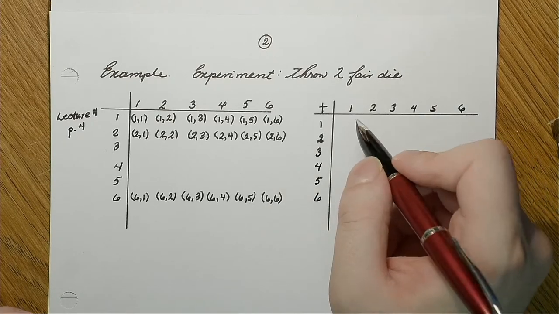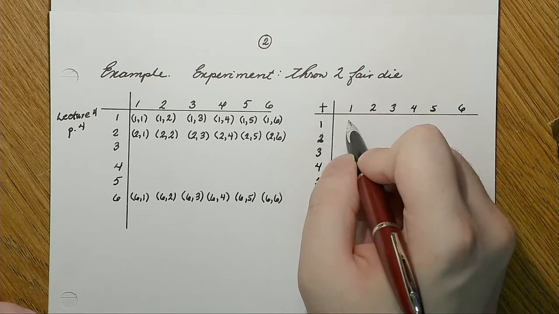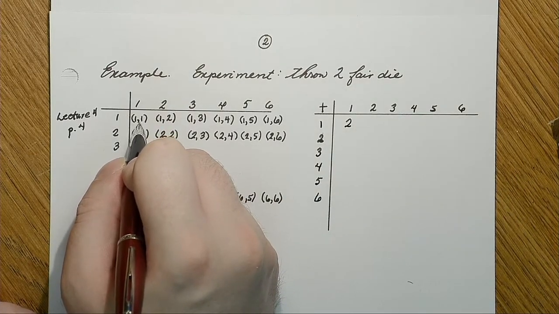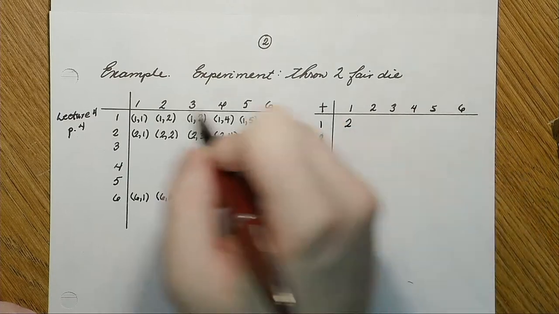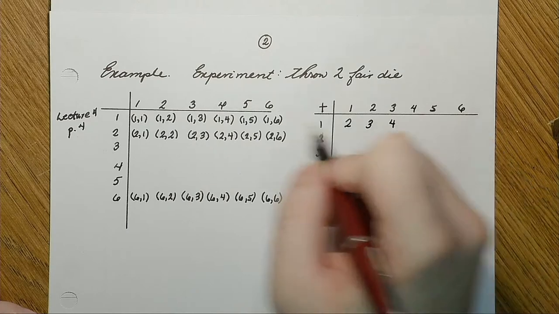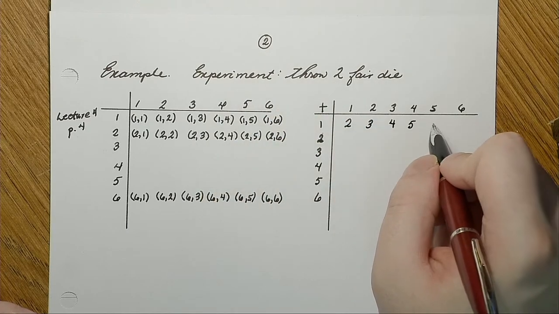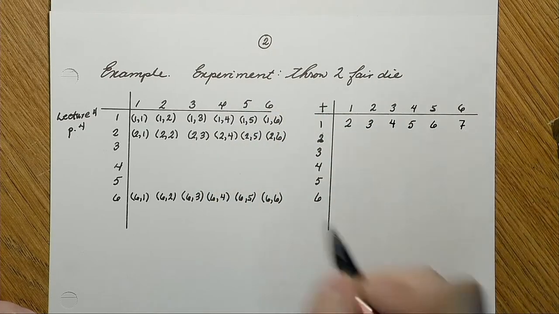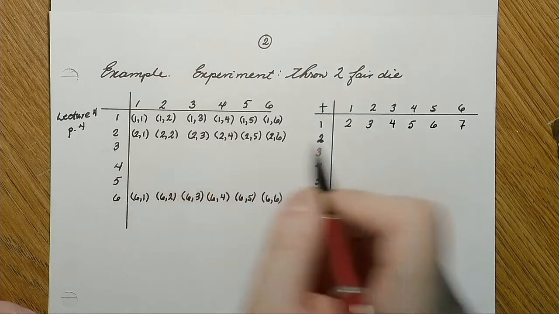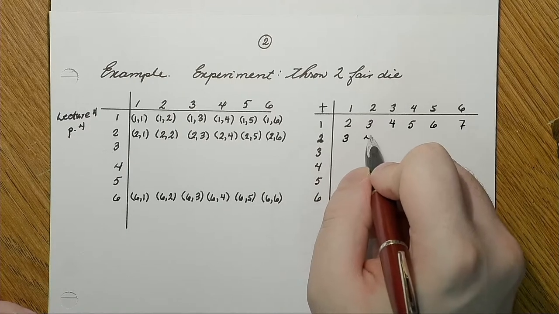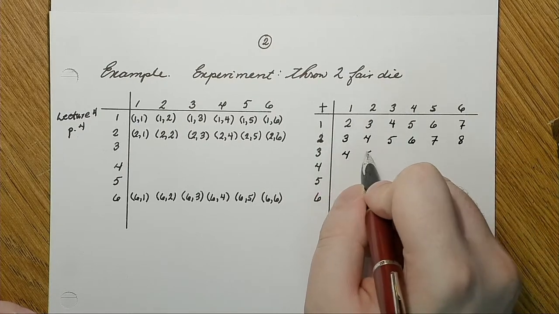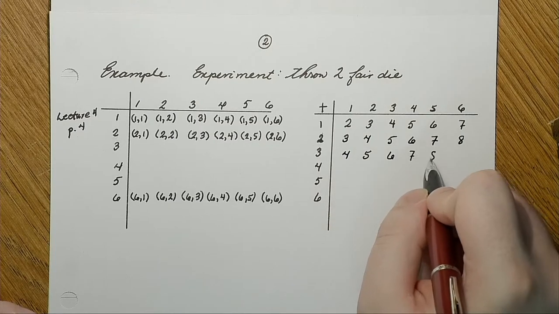And so this table works by saying that 1 plus 1 gives me 2. So again, the sum of the two dice here for this outcome is 1 and 1. So that gives me 2. 1 and 2 here gives me 3. 1 and 3 gives me 4. And so on and so forth. So if I look at the second row here, this is now 3, 4, 5, 6. And we just keep working our way through.